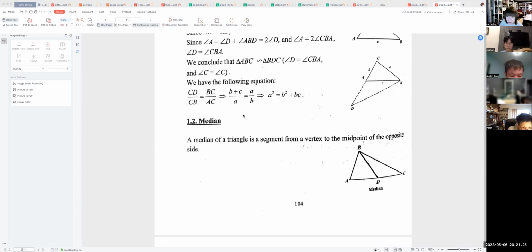A median of a triangle is a segment from the vertex to the midpoint of the opposite side. OK，我们前面说的是这条线把这个角平分了，现在是这条线把对边平分了。We call this median. Understand? So this is totally different.